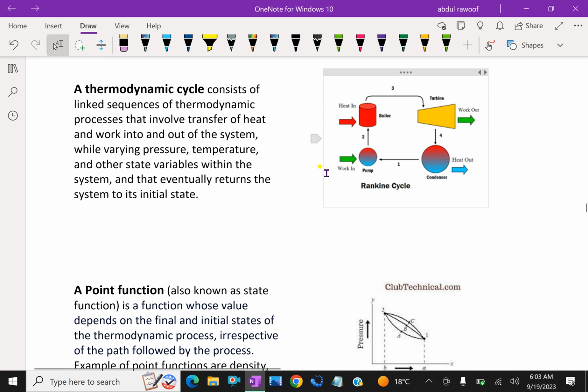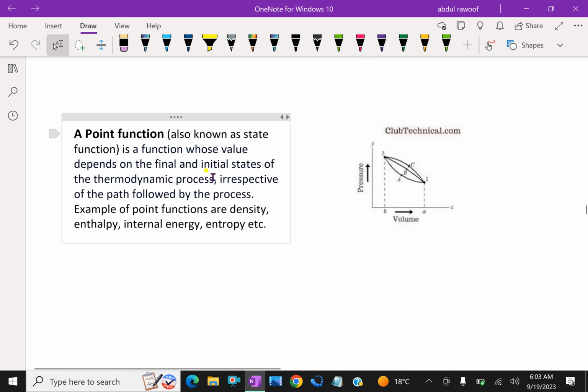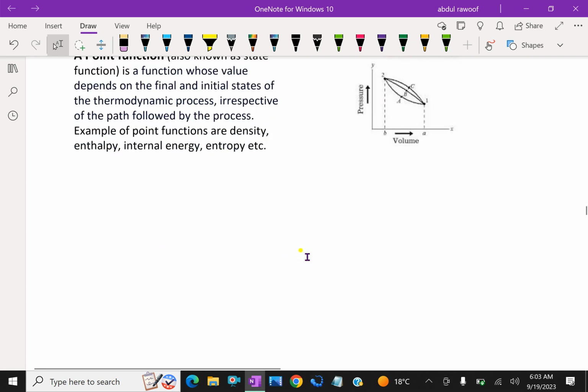Next, point function. A point function, also known as a state function, is a function whose value depends on the final and initial state of the thermodynamic process, irrespective of the path followed by the process. Examples of point functions are density, enthalpy, internal energy and entropy.